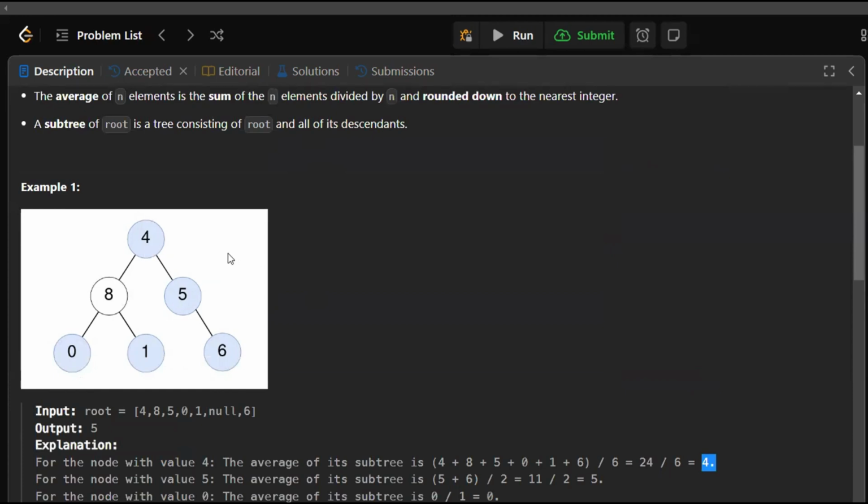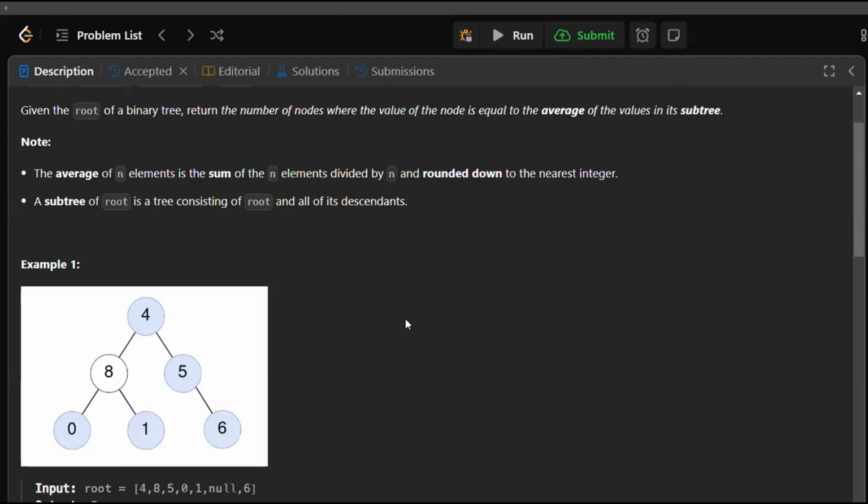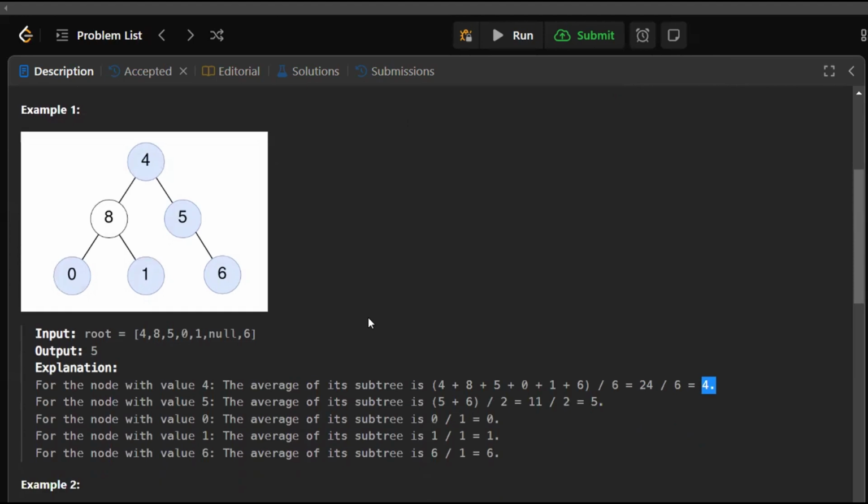So similarly, we have to find how many nodes in our given tree have the average of the values in the subtree equal to the node's value. I hope you understood the problem statement. Now let's move on to the algorithm.